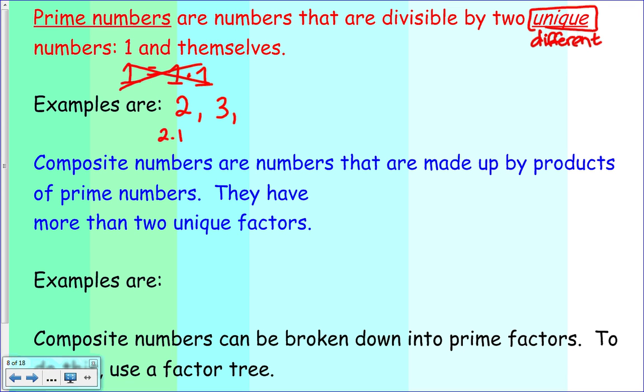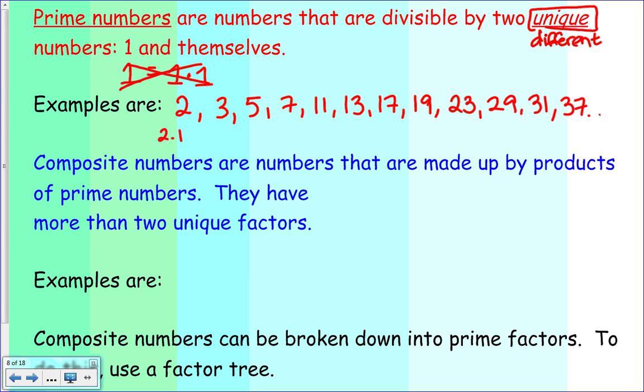All right, assuming you've come back, we also have 5, 7, 11, 13, 17, 19, 23, 29, 31, and 37. And I think that's a pretty good list to start off with. Notice that there is one even number.